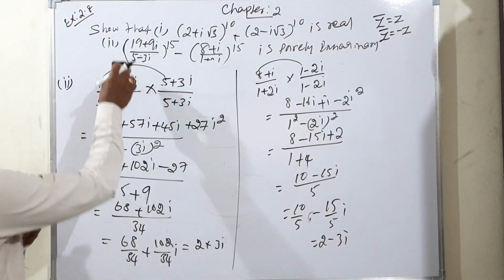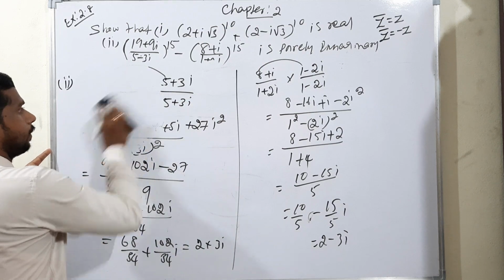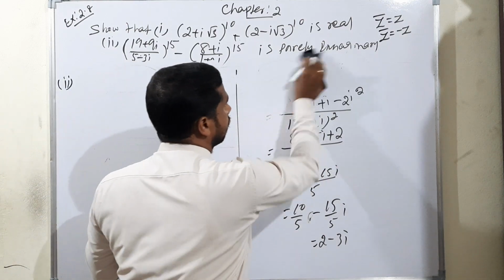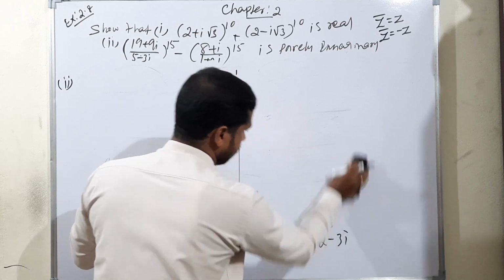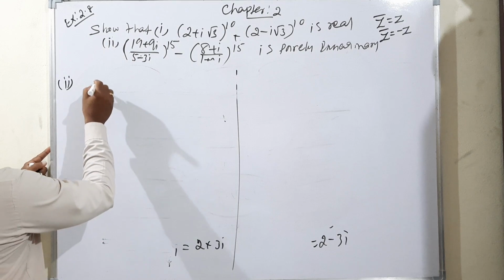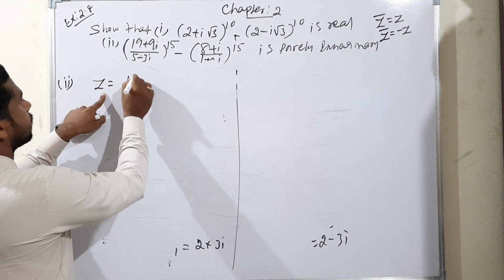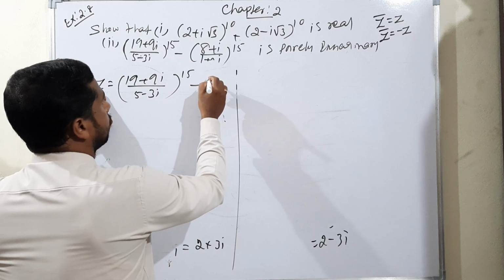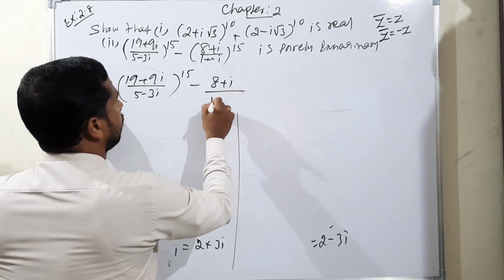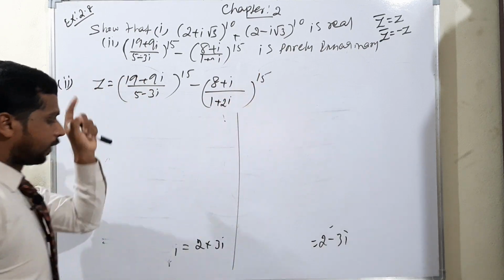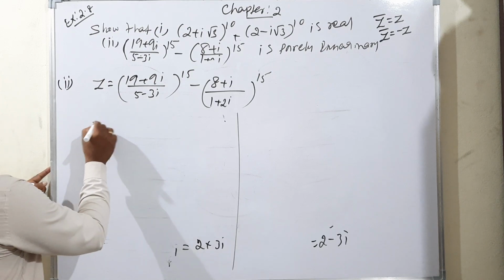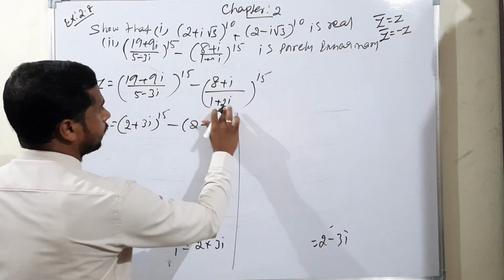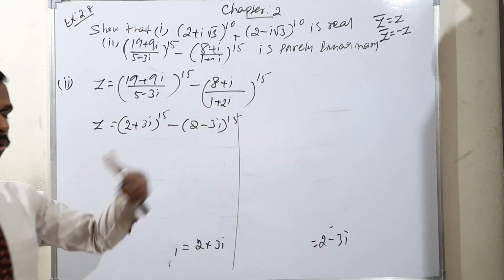Then what is the condition? Actually the whole power 15 is there, isn't it? First, Z, if you take Z considered, means 19 plus 9i divided by 5 minus 3i the whole power 15 minus of 8 plus i divided by 1 plus 2i the whole power 15. First answer already we found, 2 plus 3i, isn't it? So how to rewrite now? 2 plus 3i the whole power 15 minus of 2 minus 3i, this is second part answer, the whole power 15.